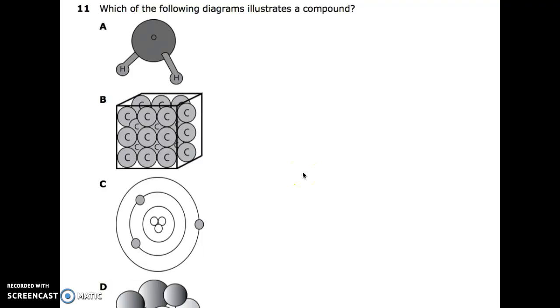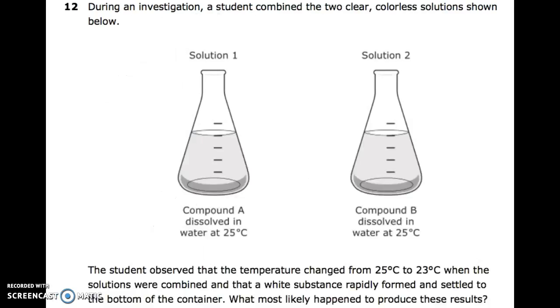Number 11, which of the following diagrams illustrates a compound? The definition of a compound: a substance composed of two or more different elements chemically combined. And you have 4 illustrations. Number 12, during an investigation, a student combined 2 clear, colorless solutions shown below. Solution 1, compound A dissolves in water at 25 degrees Celsius. Solution 2, compound B dissolves in water at 25 degrees Celsius.